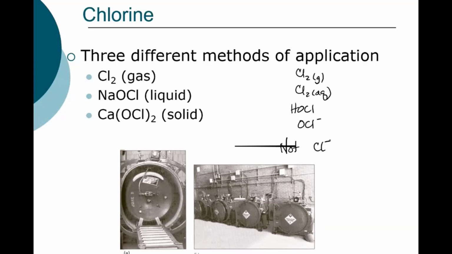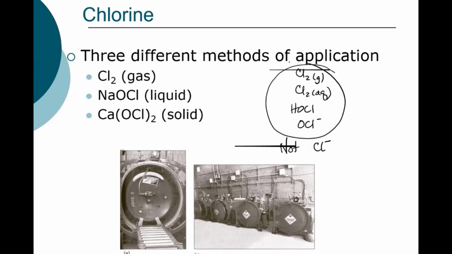Chloride, yes, at very high concentrations, would be a disinfectant. It would kill freshwater organisms that survive in freshwater. However, to accomplish that, the levels would be so high that that water would not be drinkable. So these are the four species we're talking about when we talk about chlorine.